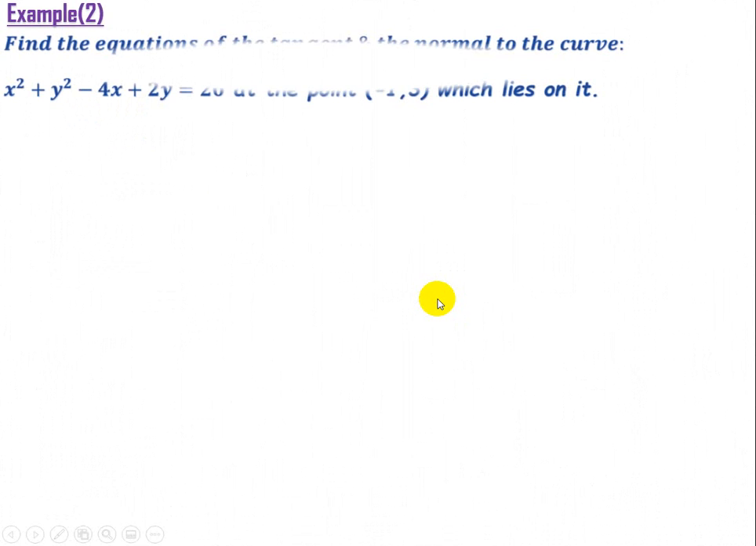Example number 2. Find the equations of the tangent and normal to the curve x squared plus y squared minus 4x plus 2y equals 20 at the point (negative 1, 3), which lies on it.